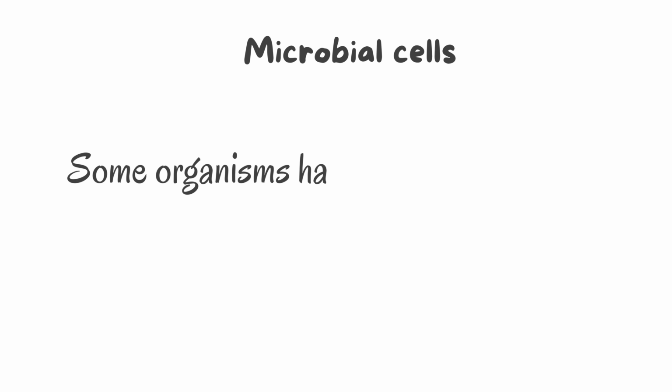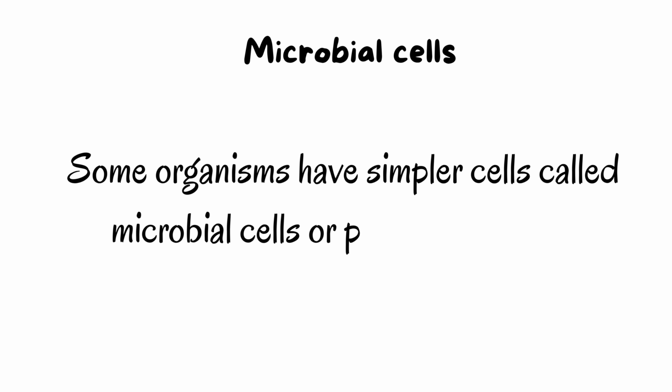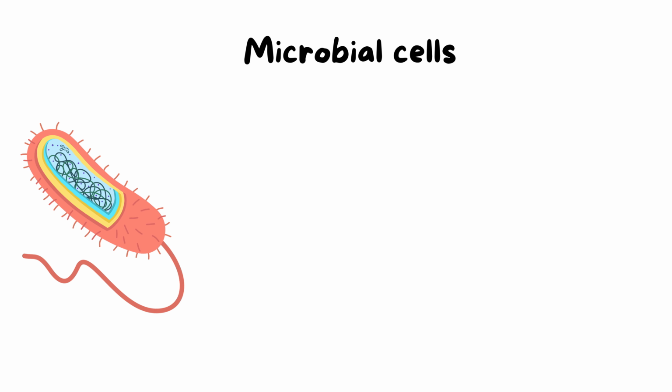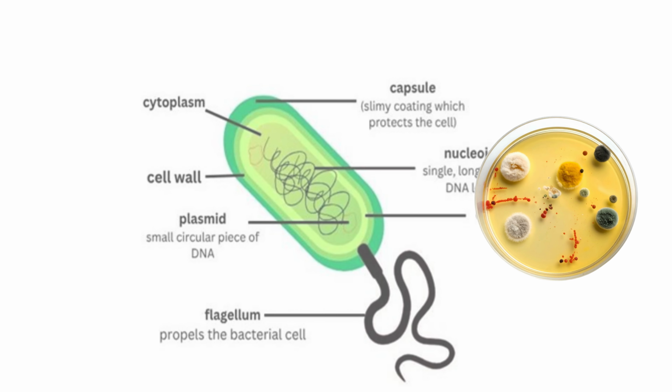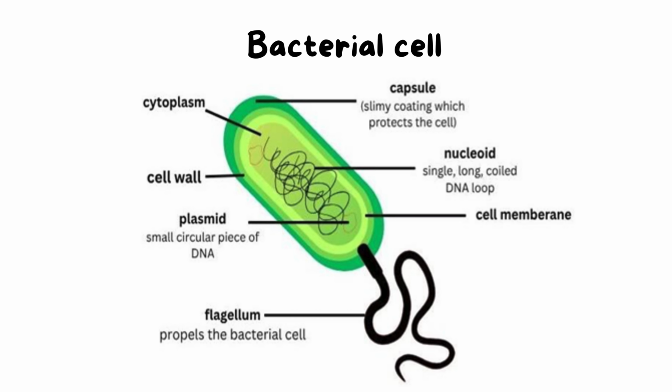Some organisms have simpler cells called microbial cells or prokaryotic cells. Examples include bacteria, amoeba, some fungi. For this teaching we will focus on bacterial cells as the example of a microbial cell. While bacterial cells have structures that are similar to plant and animal cells such as the cell membrane, cytoplasm and cell wall, they have other parts that are different.